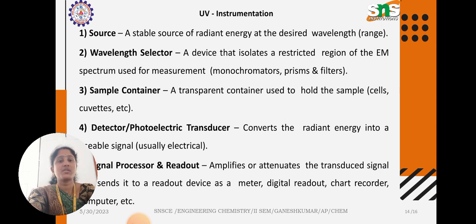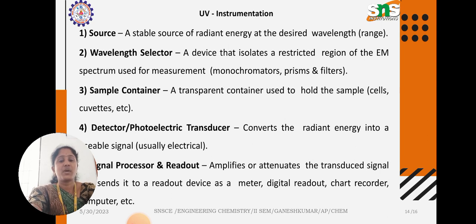Source: a stable source of radiant energy at the desired wavelength. Wavelength selector: a device that isolates a restricted region of the EM spectrum used for measurement. Monochromators, prisms and filters. Sample container: a transparent container used to hold the sample, such as cells and cuvettes.